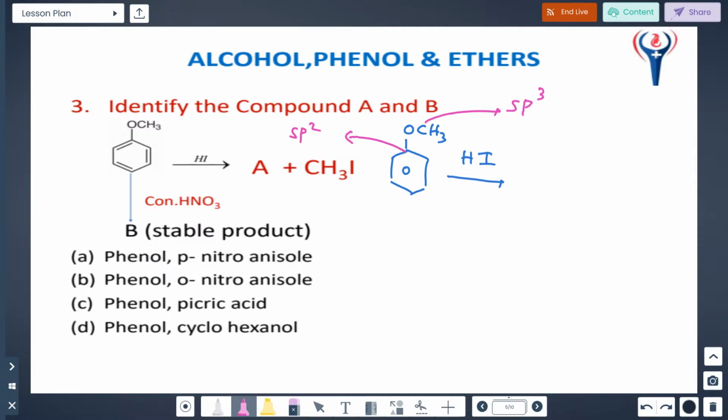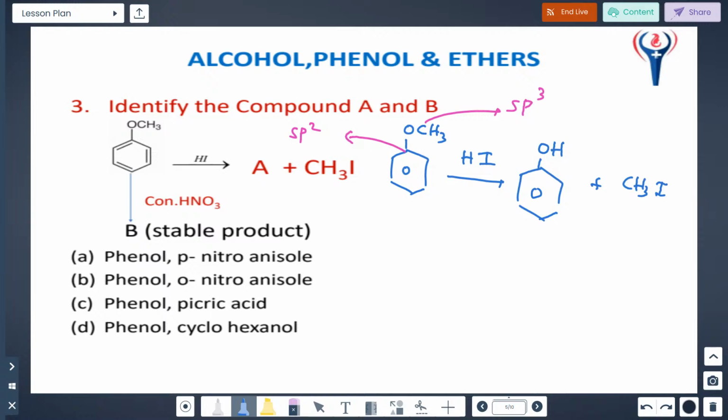So now what is the product obtained? Iodine prefers only the sp3 carbon, so I goes to CH3. The product will be CH3I, plus H goes to this side. We are getting phenol. This is the product. Understood? So the answer is, in all the options we have phenol.